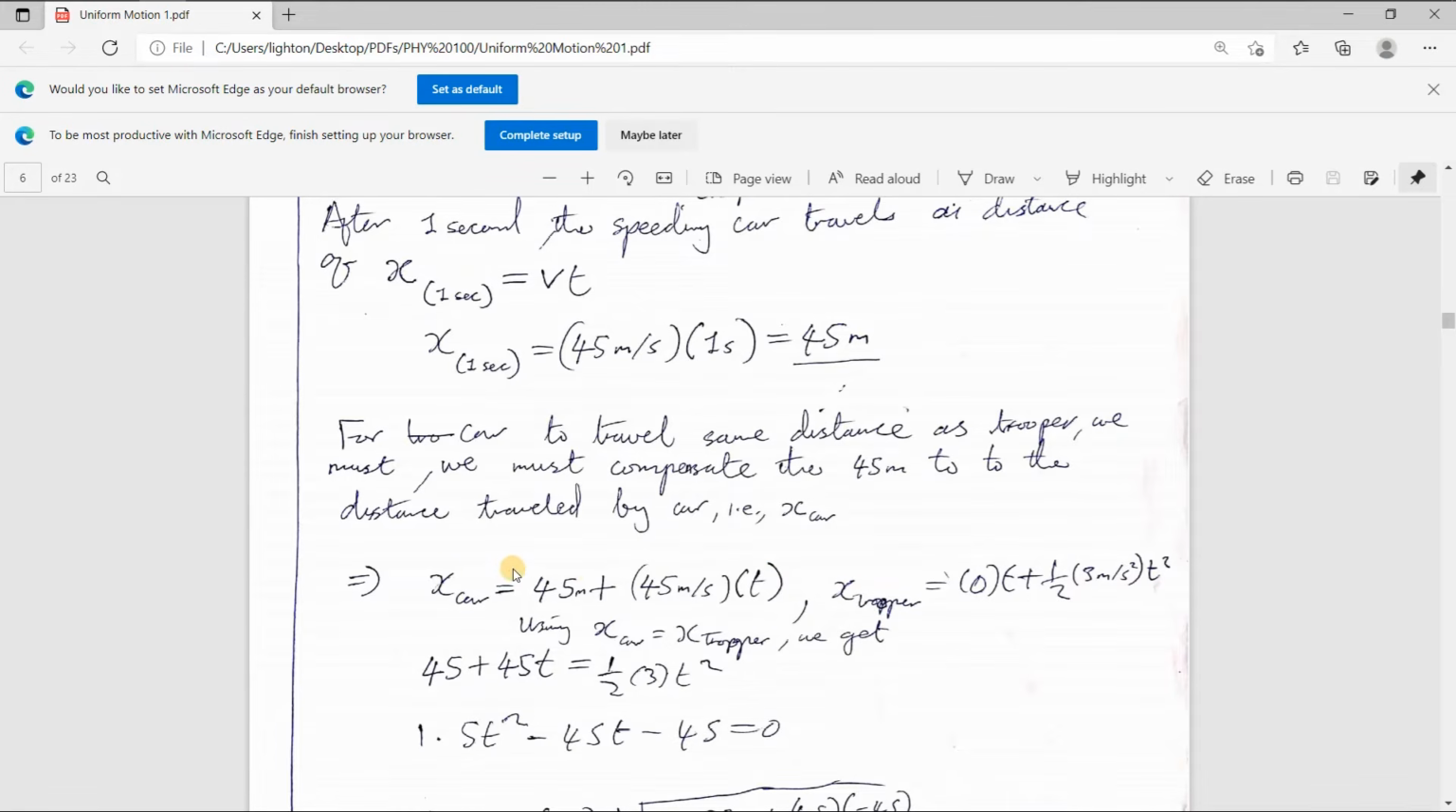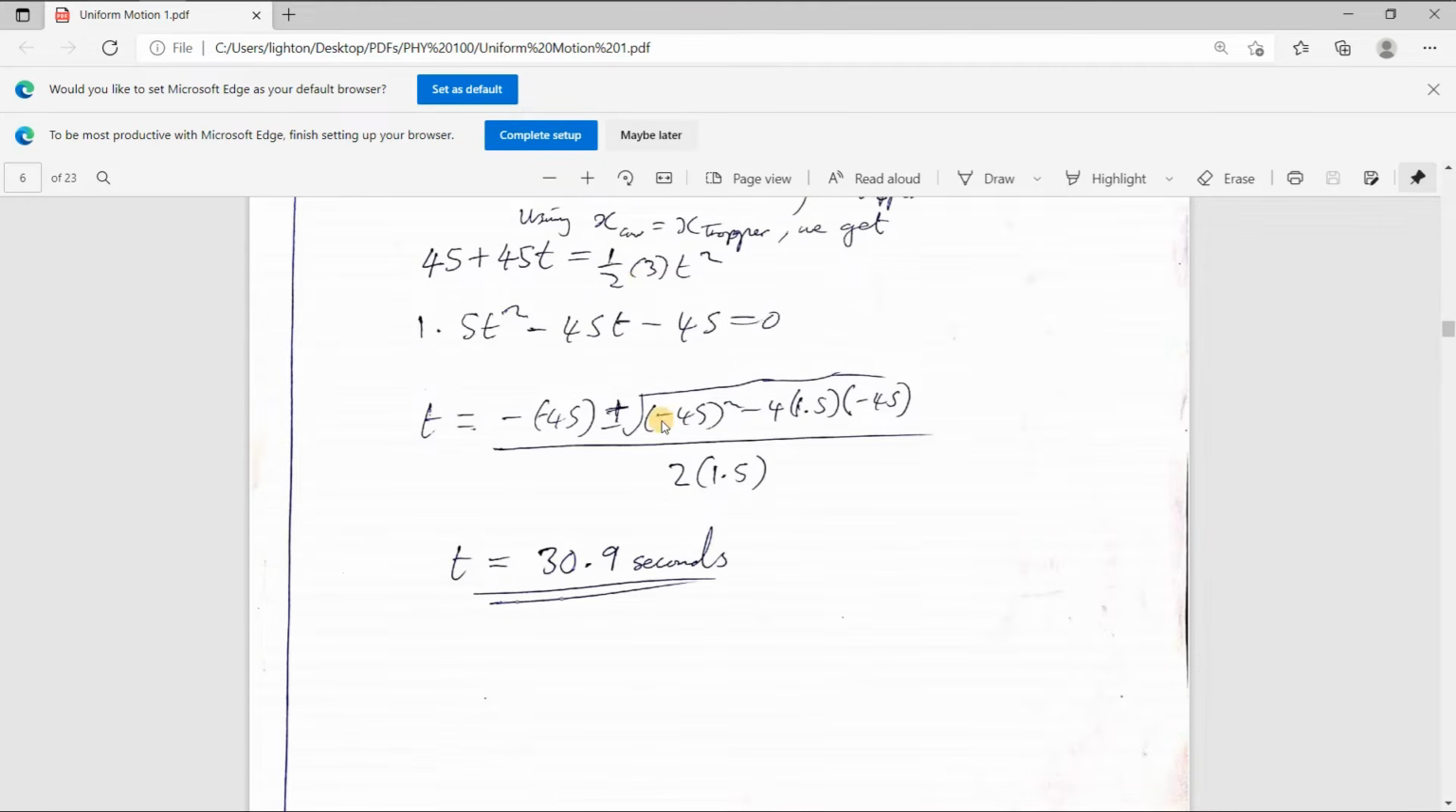Now using these two equations, we know that the distance covered by the car is just this part here, and the distance covered by the trooper is this part here. We must make their distances equal to each other. So this is why we say x car must be equal to x trooper. As you can see, the right side of this must be equal to the right side of this, which is 45 plus 45t must be equal to half 3t squared, like that, which is this thing we have here. Simplifying this further and rearranging, we'll have this expression.